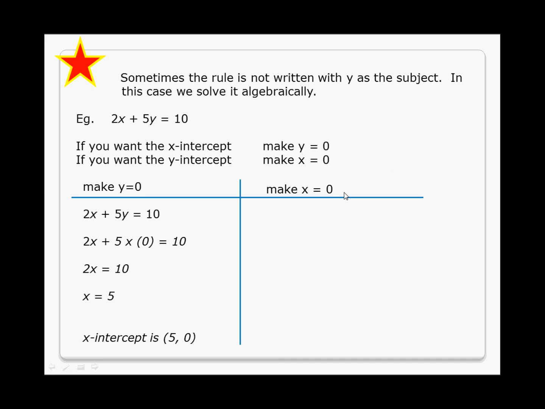Let's try finding the y-intercept. This time we're going to make x equal to 0. Once again, start off with the rule. Replace the x value with a 0. That makes the 2x disappear, and you end up with 5y equals 10. To solve, we divide both sides by 5, and we end up with the y value equal to 2. So our y-intercept is, I made x equal to 0, and I got the answer of the y value equal to 2.